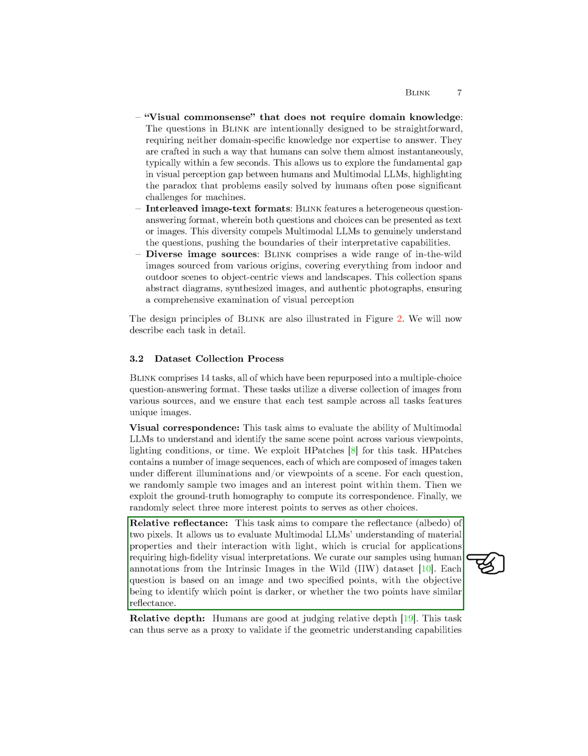Another task, Relative Reflectance, involves comparing the reflectance of two pixels to evaluate the model's understanding of material properties and their interaction with light. Human annotations from the Intrinsic Images in the Wild (IIW) dataset are used to curate samples for this task. The Relative Depth task evaluates the model's capability to judge relative depth, with samples curated from human annotations in the Depth in the Wild dataset.